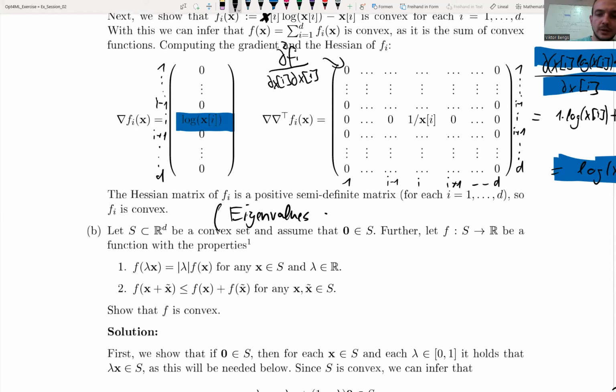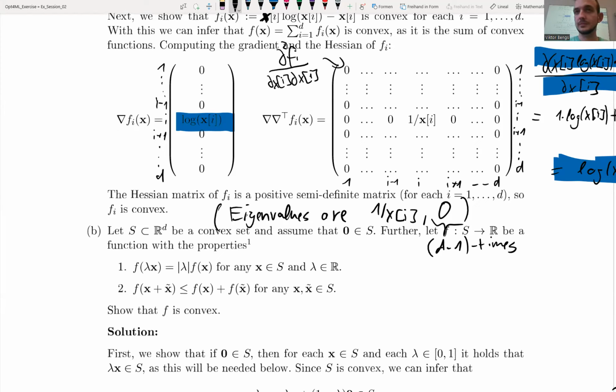The eigenvalues are xi and 0, and this is d minus 1 times the eigenvalue.